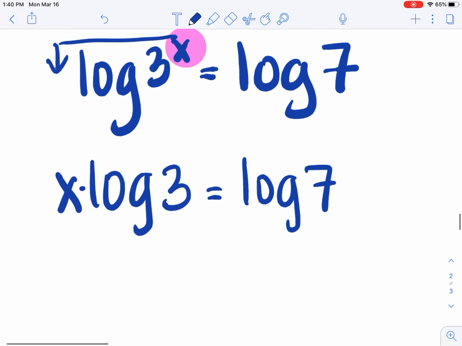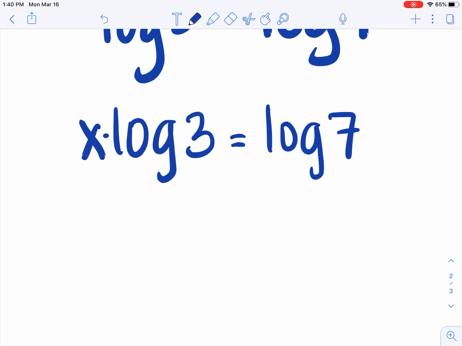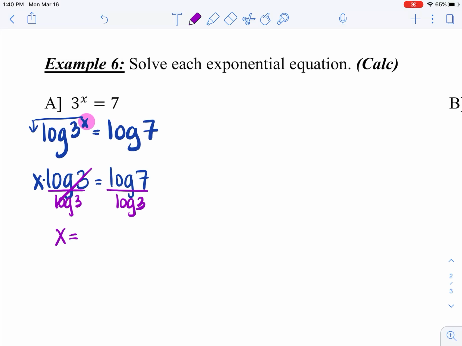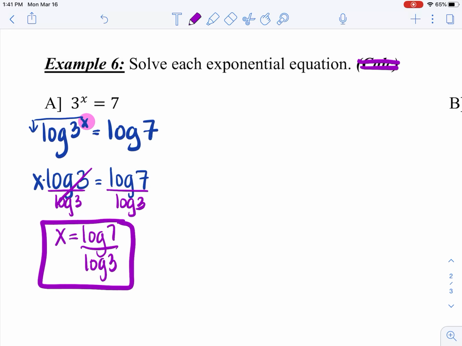And then finally get x by itself. Realize this is x times log 3. When we put it in front, it becomes a multiplier. Divide by log 3. Divide by log 3. Gone. x equals... This here says calculator, but to be honest with you, it's actually no calculator, and it's only because we want you to leave your answer in terms of logs. So we're going to leave our answer as log 7 over log 3.